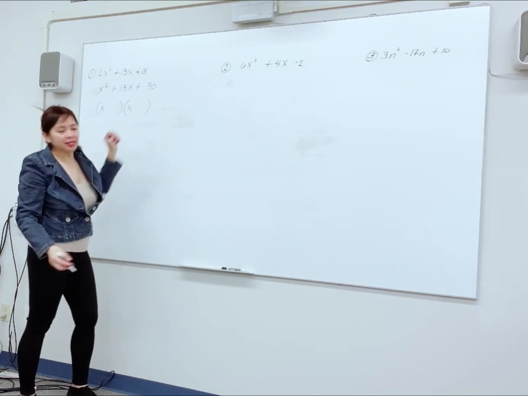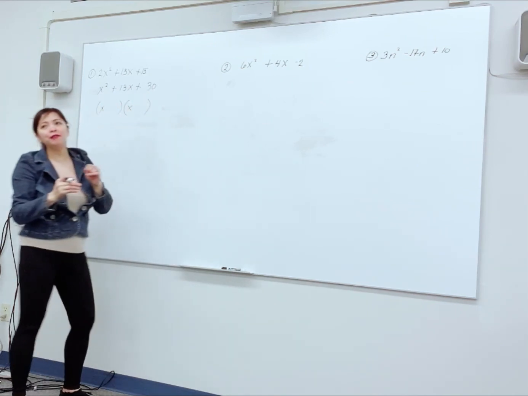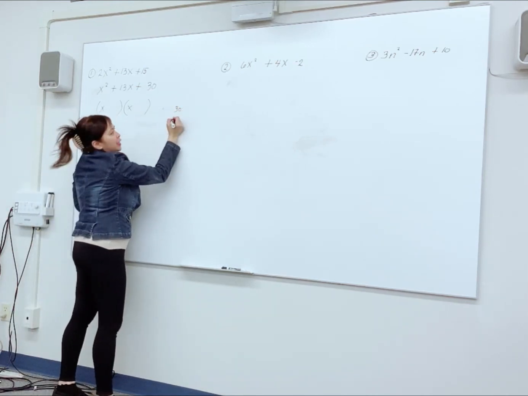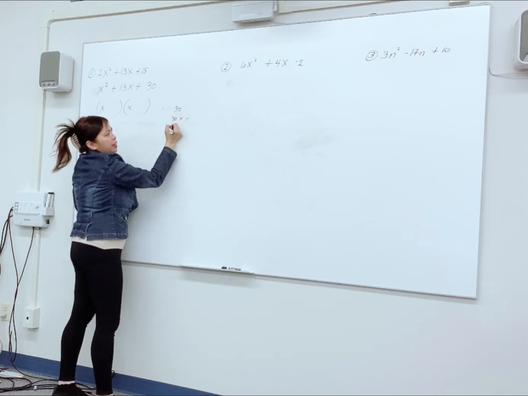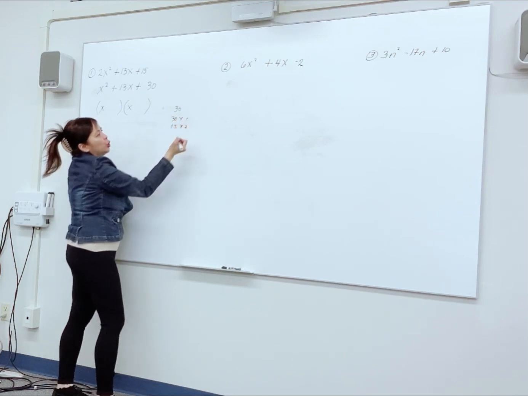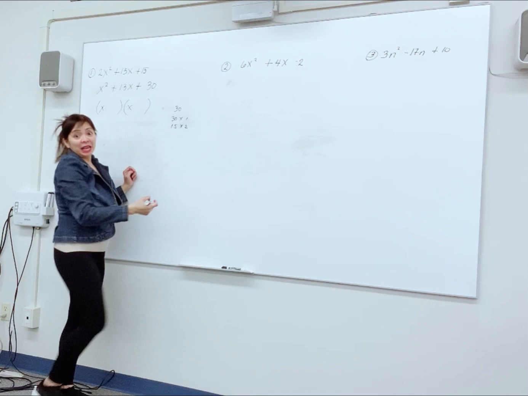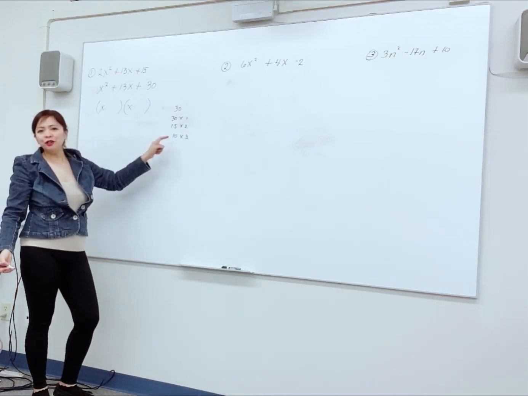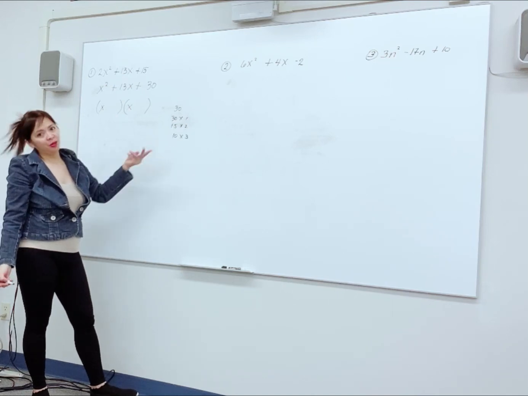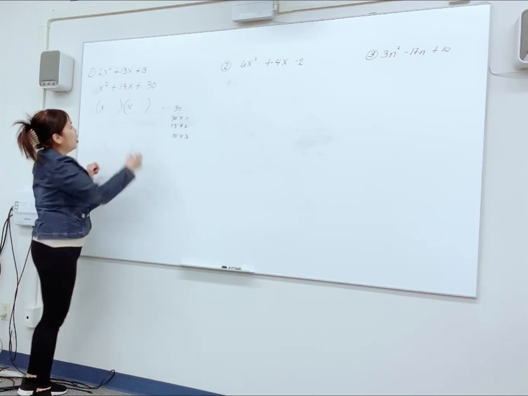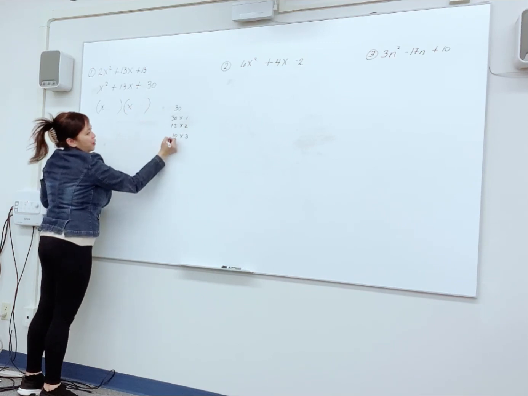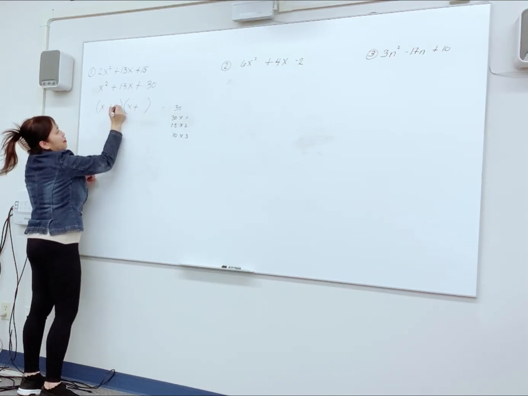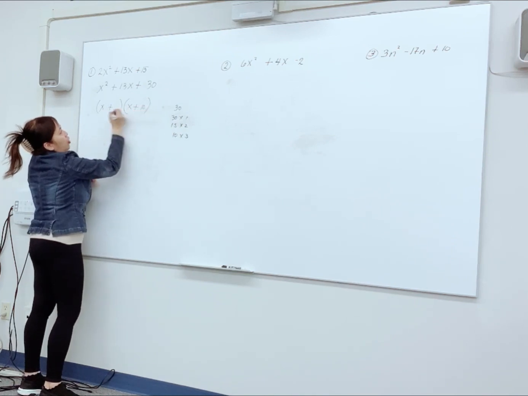Now, this is easy to factor out. What are the factors of 30? 30 by 1, 15 by 2, or 10 by 3. And then if you just add these two, you'll get 13. So follow the sign of the higher one, which is positive, so that you will get the positive there, still to get 10 of 3.